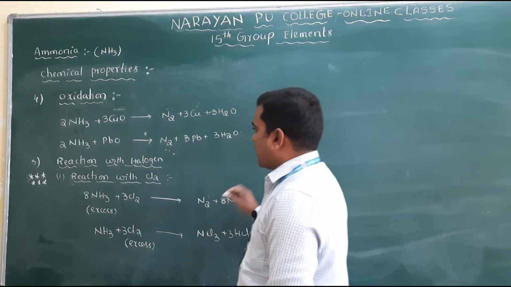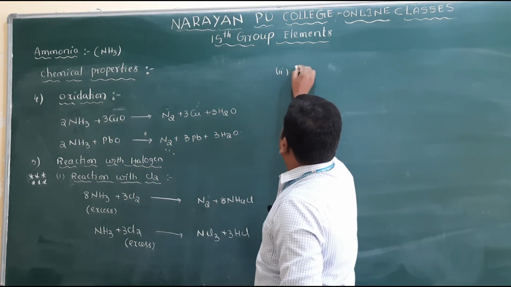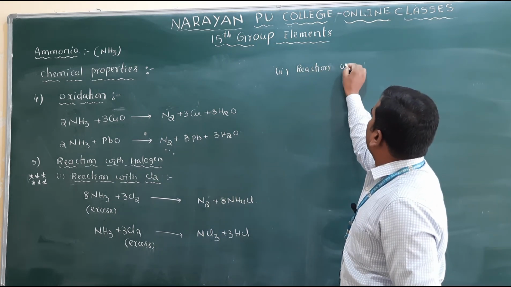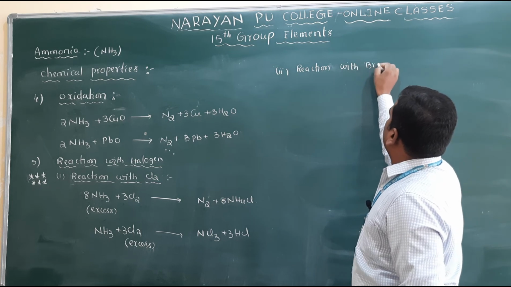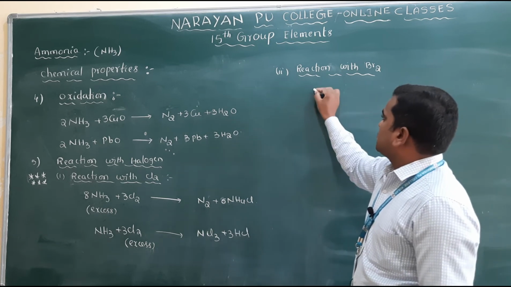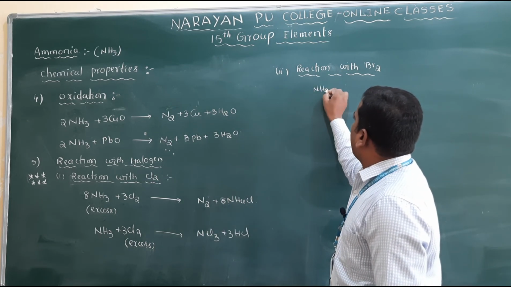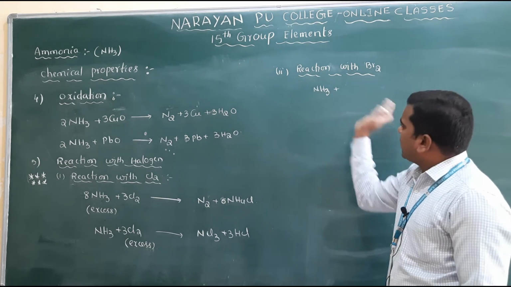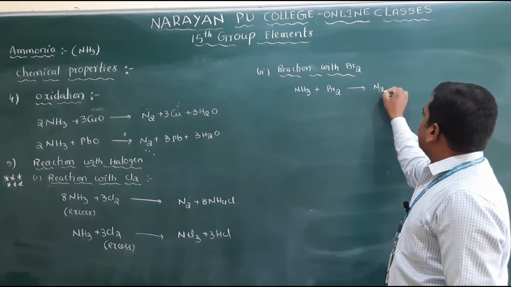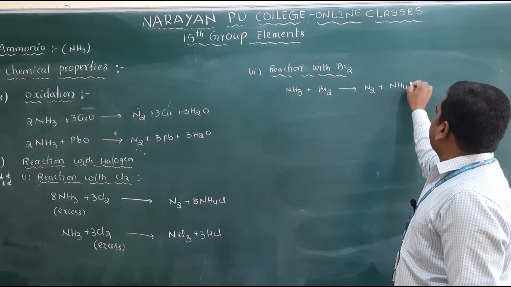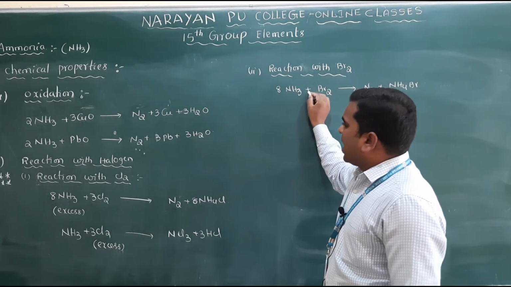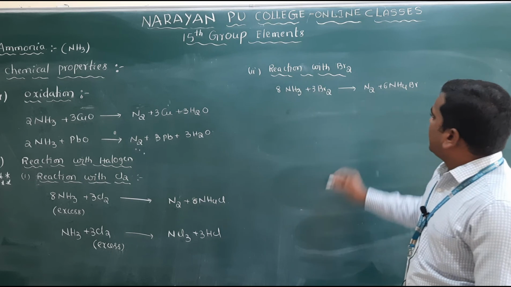Clear? So next one, second one, is reaction with bromine. Reaction with chlorine is over. Bromine will react with the ammonia and gives N2 and NH4Br. Same reaction. Take ammonia, and if you take excess, whatever it may be, you will get the same product. Br2, you will get the compound N2 plus NH4Br. And same balancing, same as what I have done: 8, 3, and here 6.